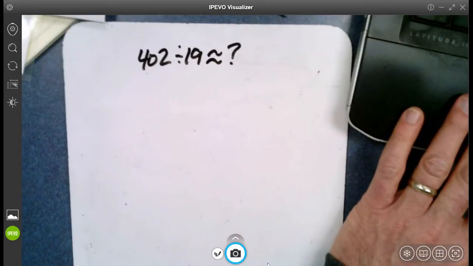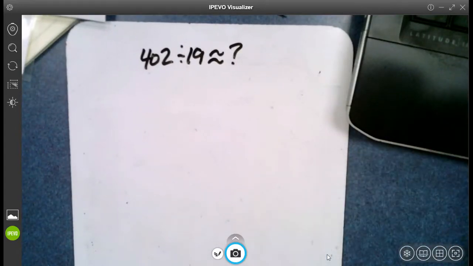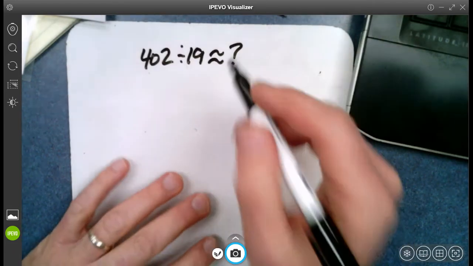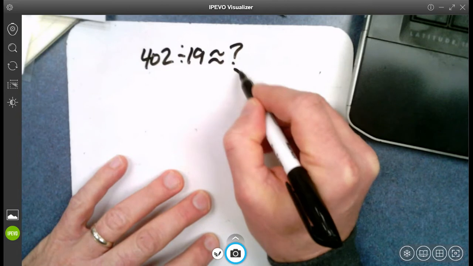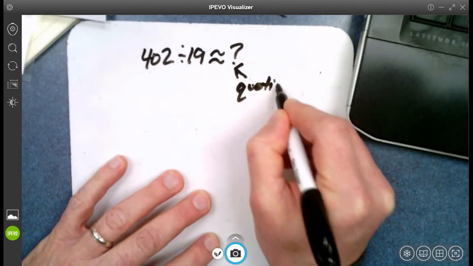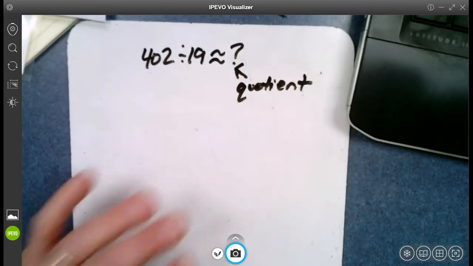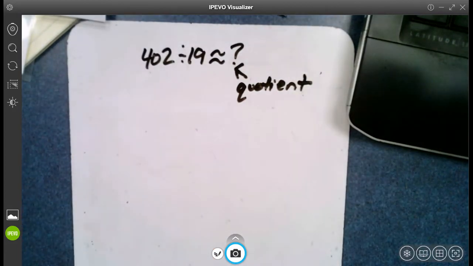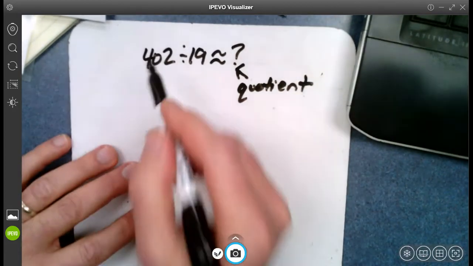Hi, boys and girls. Today we are going to be estimating answers to division problems. And before we can begin doing that, we need to make sure we have some important vocabulary straight. So the answer to a division problem is called a quotient. Okay, that's a quotient. So I'm going to be using that term instead of answer, quotient.